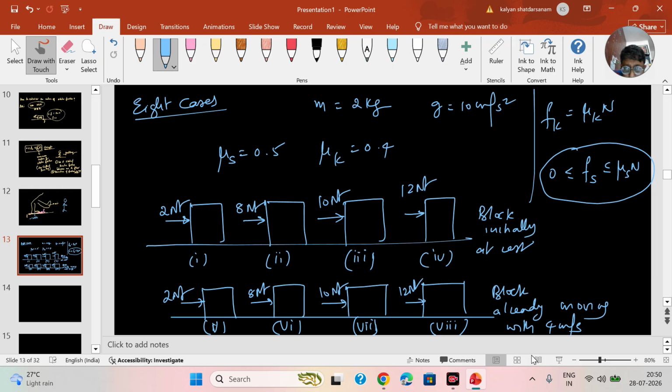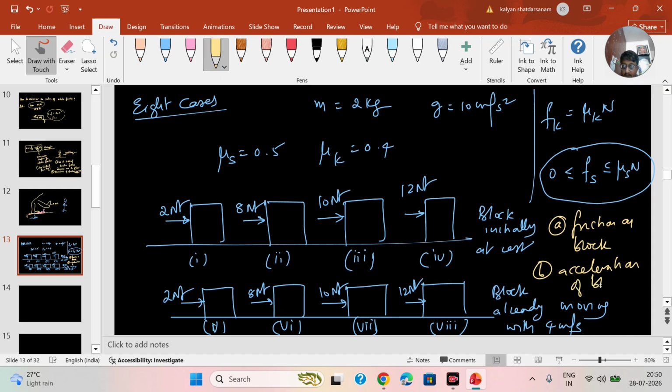In the top 4 cases, block was at rest. In the bottom 4 cases, the block is already moving. So in all these cases, I have to find 2 things. A, friction on block in each case. And B, acceleration of the block in each case. Okay, can you do this? I want you to find friction on the block in each case and the acceleration of the block in each case.